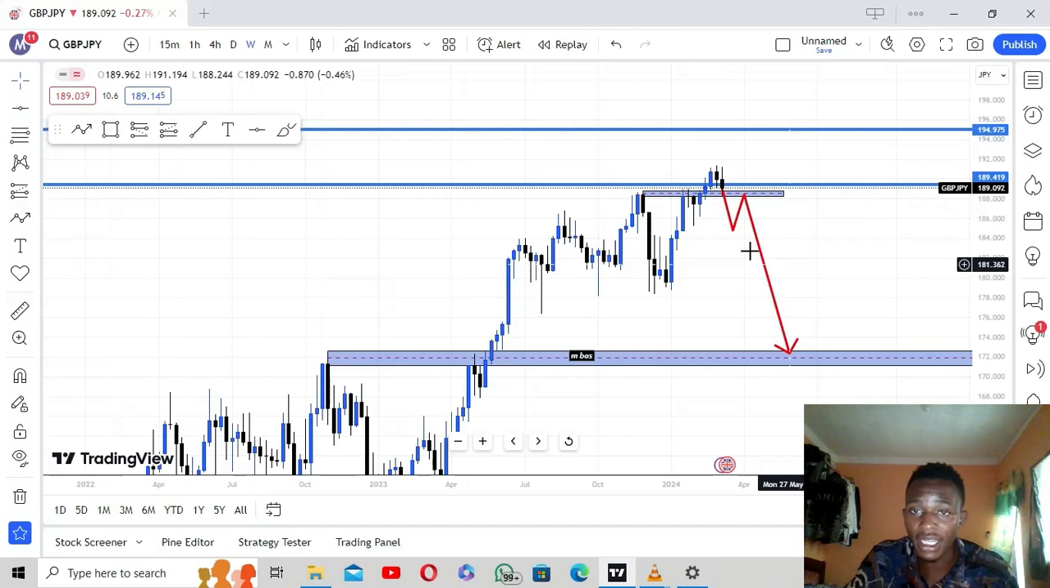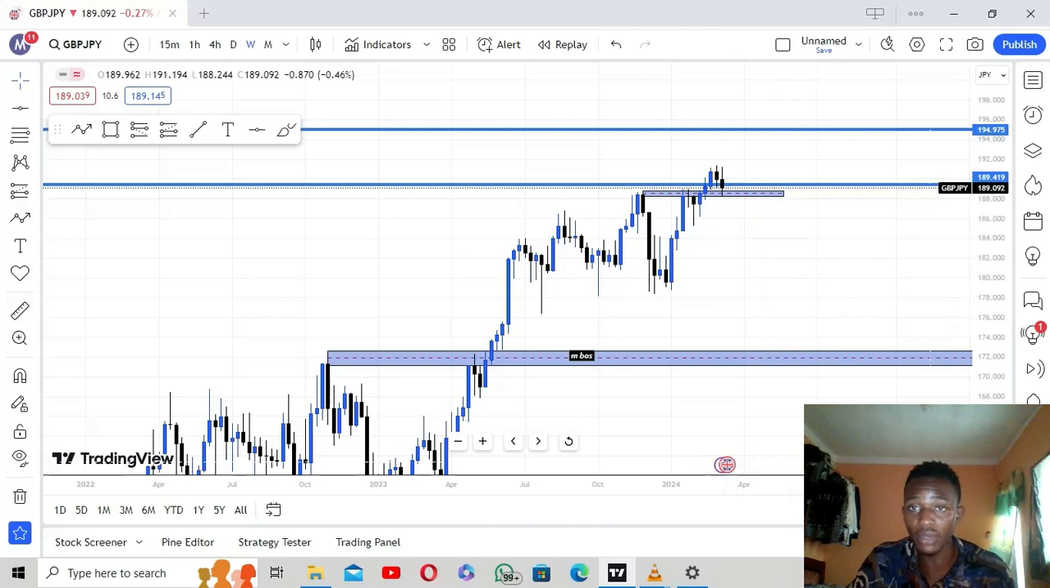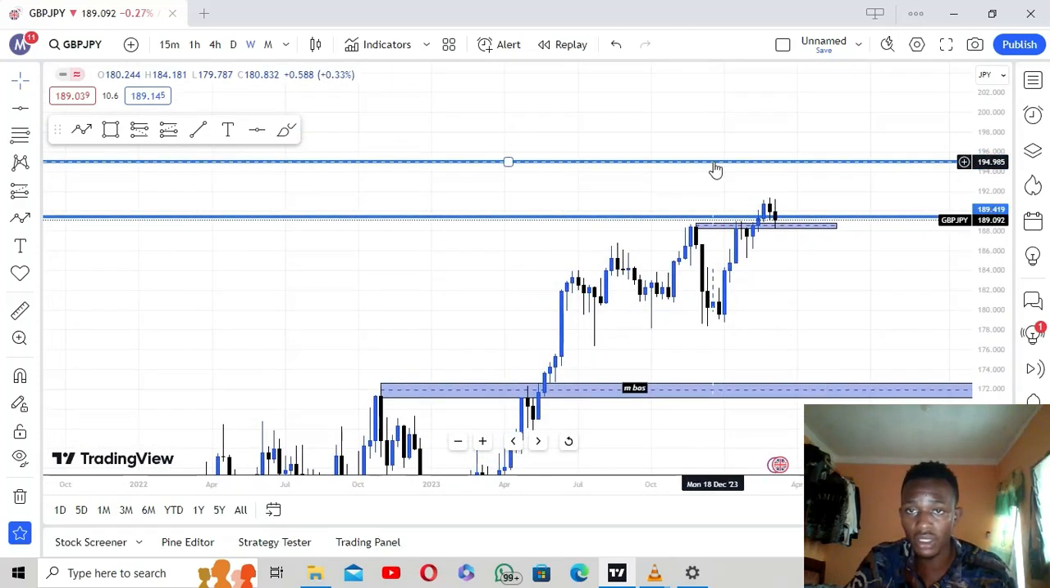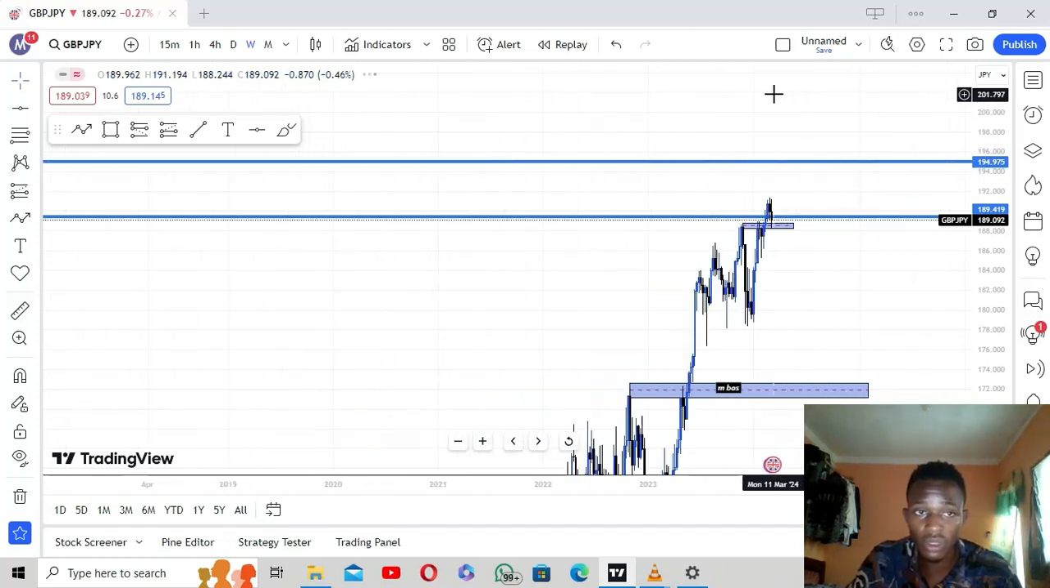And if it happens to do that, what are we seeing? We are going to see a head and shoulder. You get it? And that would be a very good pattern for us to take a sell. But there's also a probability that it's going to buy. Let me show you why I think it can also buy. Remember, we also have this major support resistance area here.